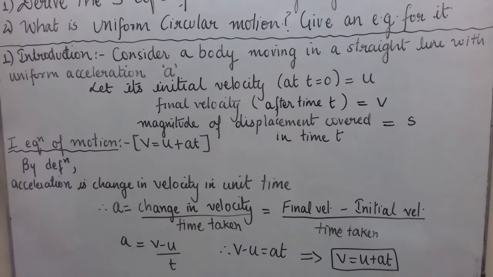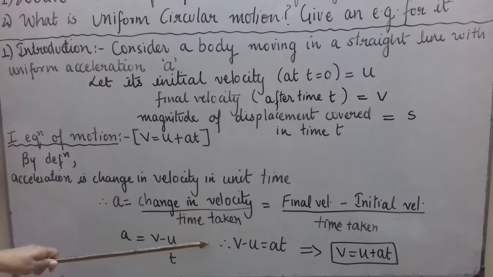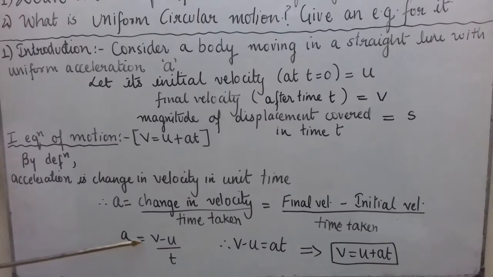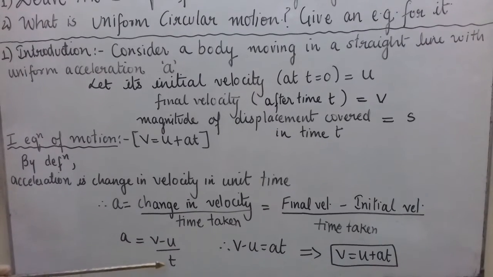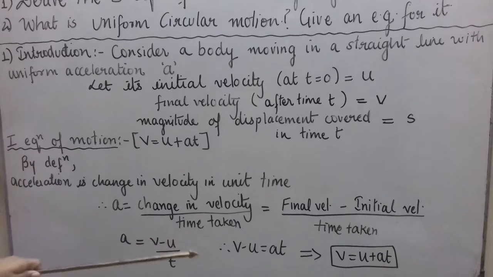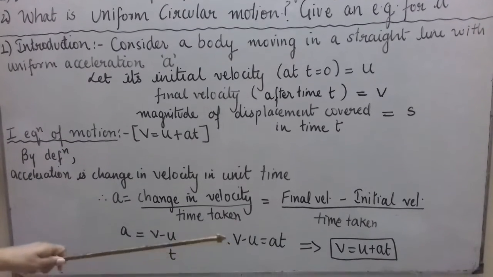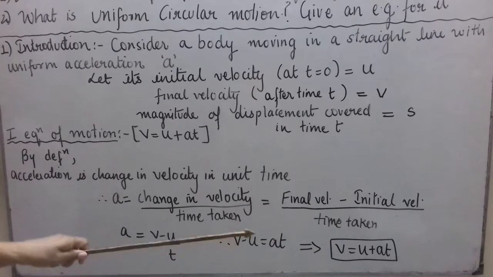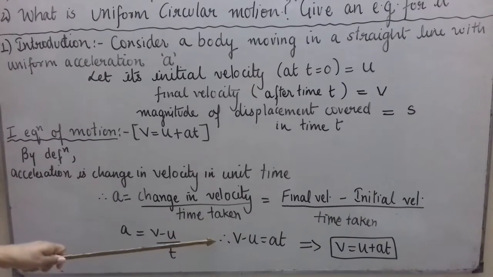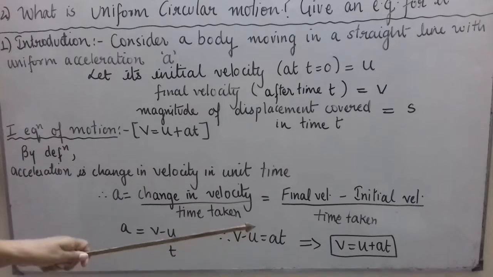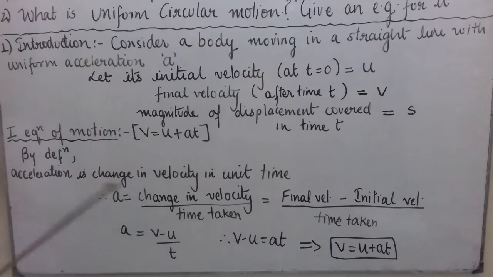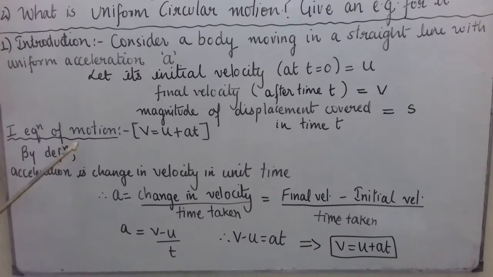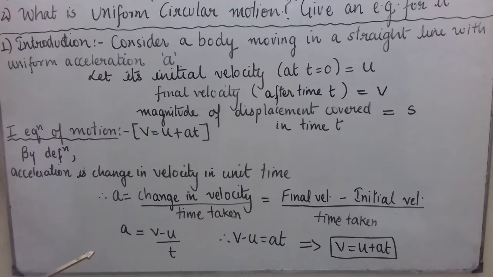And below that you can write these steps one below the other. If a is (v minus u) upon t, therefore v minus u is equal to at, and at the end you can write v is equal to u plus at, by taking u on the other side. So we have arrived at the first equation of motion. This is the derivation of the first equation of motion, and I hope you have understood this as it is very simple.